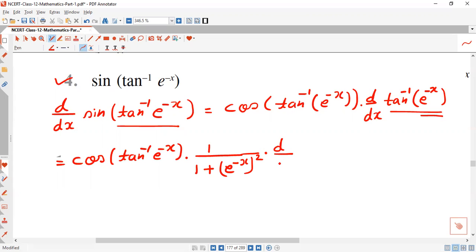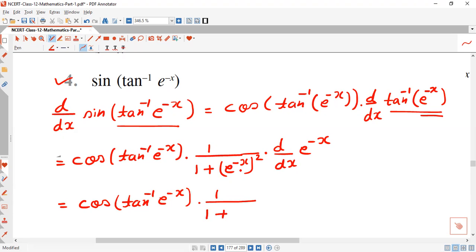So we have to do the differentiation of this part again, dy/dx of e raised to minus x. Now this comes out as cos tan inverse e raised to minus x into 1 upon 1 plus e raised to minus x whole square, which can be written as e raised to minus x into 2, x into 2 means minus 2x. And this one, e raised to minus x and minus 1. This is not x, minus x is there. So again, you can say minus 1 comes out.